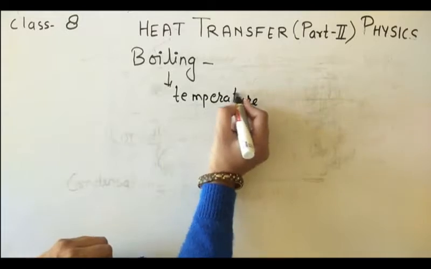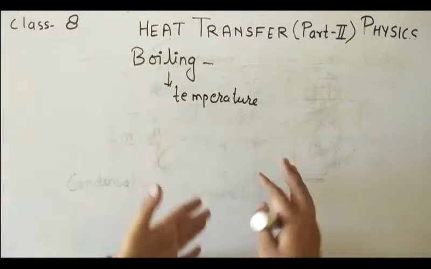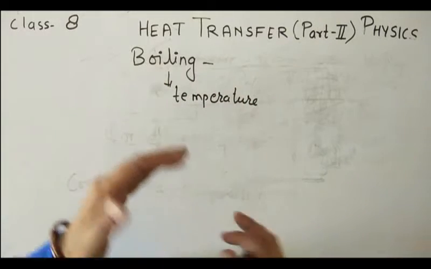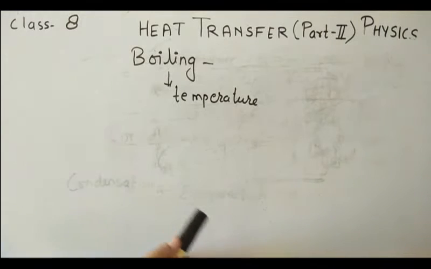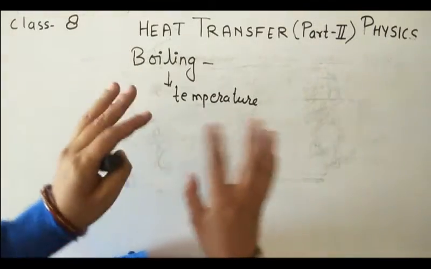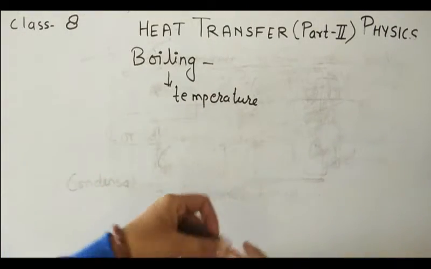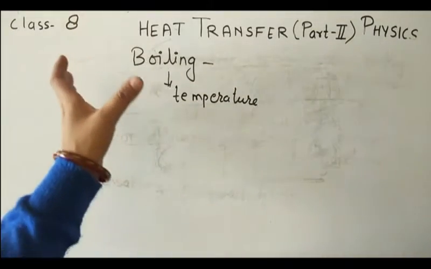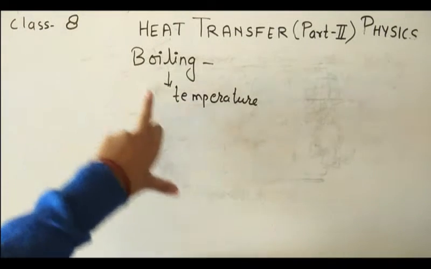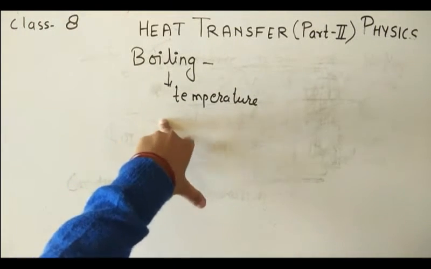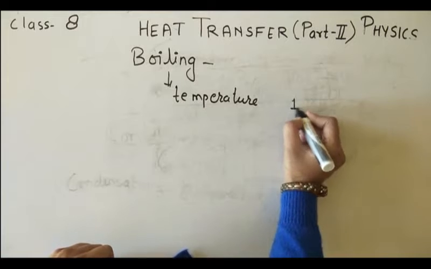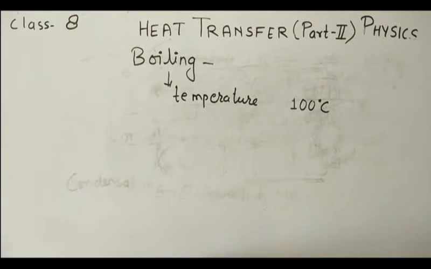You will get the definition in the book, so I am not going to write the definition here, I am just going to explain it. Boiling is mostly characterized by bubbles. Whenever boiling takes place, bubble formation takes place, but whenever evaporation takes place, there is no bubble formation. So you must know the difference between boiling and evaporation. Boiling occurs at a specific temperature, known as the boiling temperature, and in the case of water it is 100 degrees centigrade.